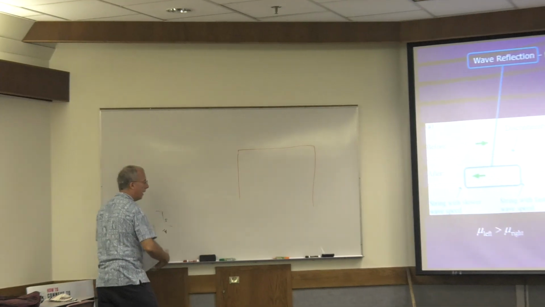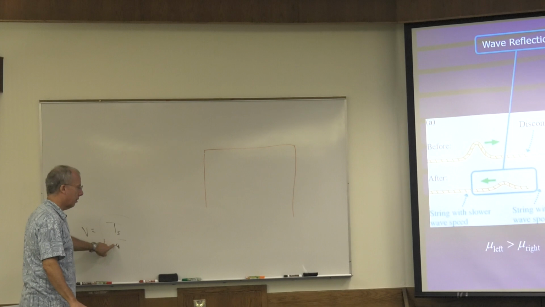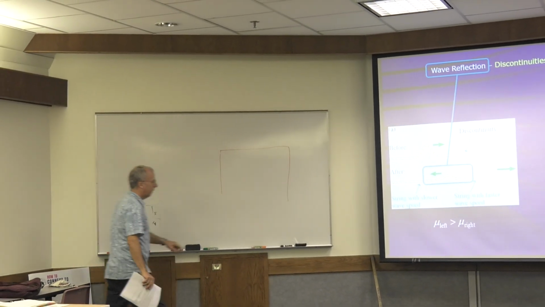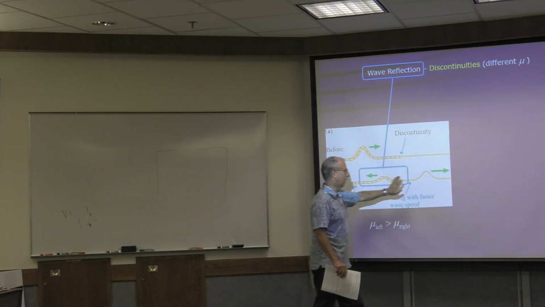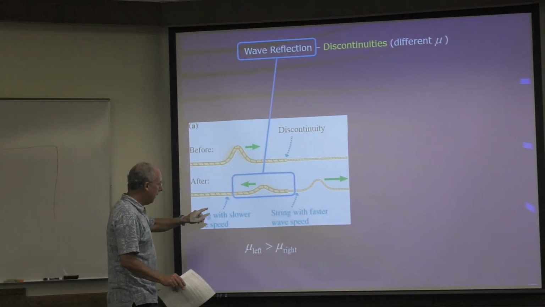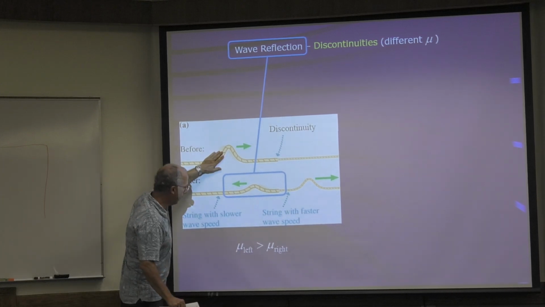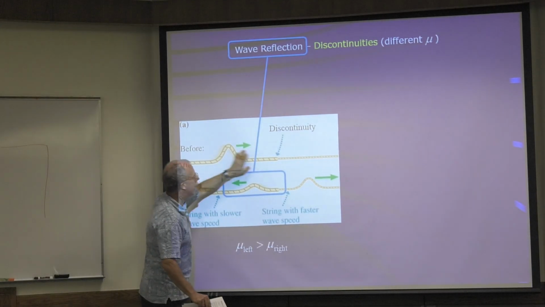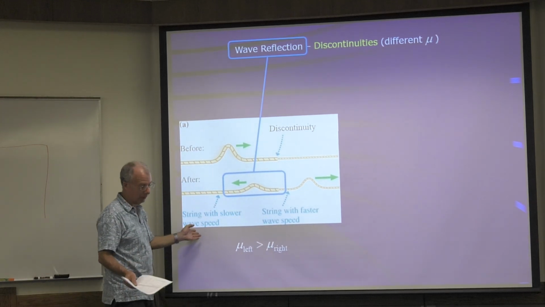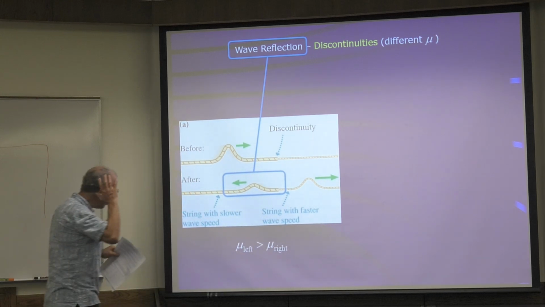Over here, the mass per unit length is greater than on the right, so therefore the speed here is going to be less than here. But anyway, that's really not important for this. What's important here is that if the mass per unit length on the left is greater than the mass per unit length on the right, notice the pulse does not invert. Agree? The pulse does not invert. Keep that in your head.